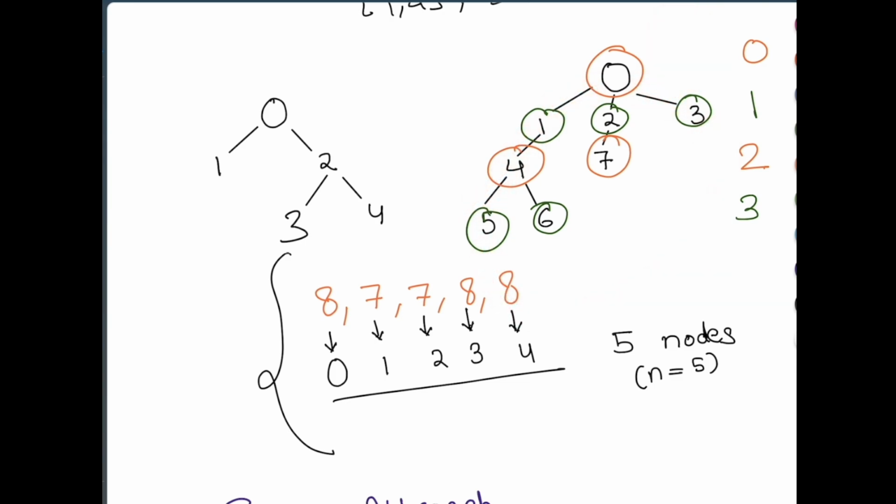So basically, we need to do the same thing for both trees. We need to find the number of nodes in both trees at even level and at odd level. And then we need to find out, for each node, whether it is at an even level or an odd level. So let us see how we can do it.